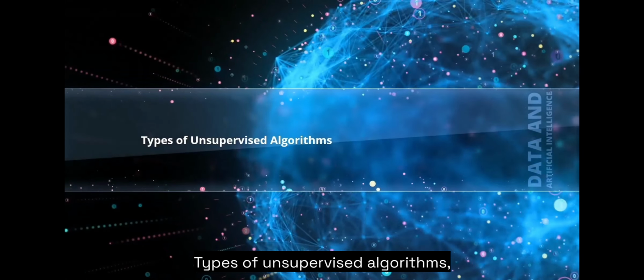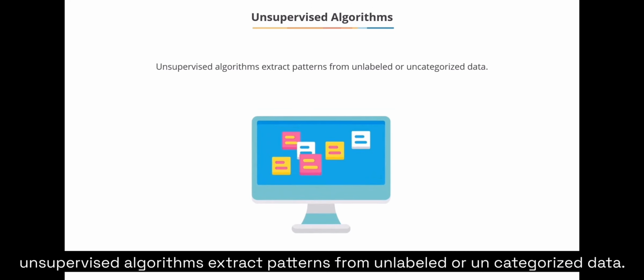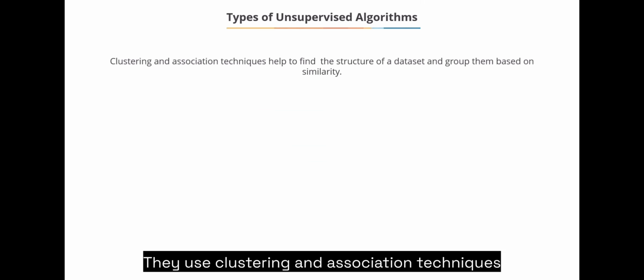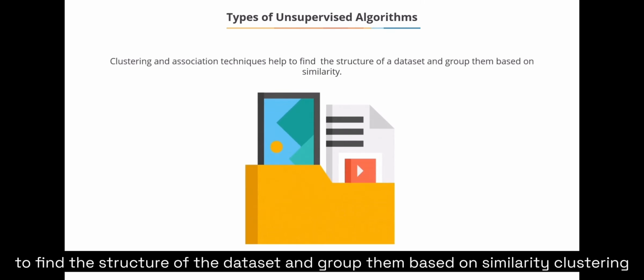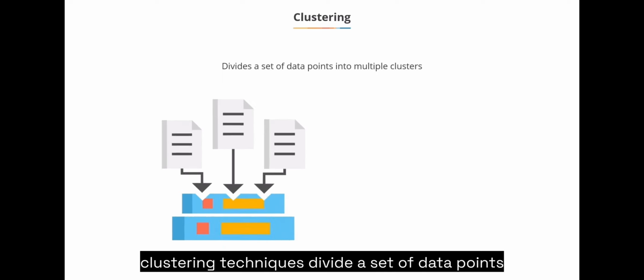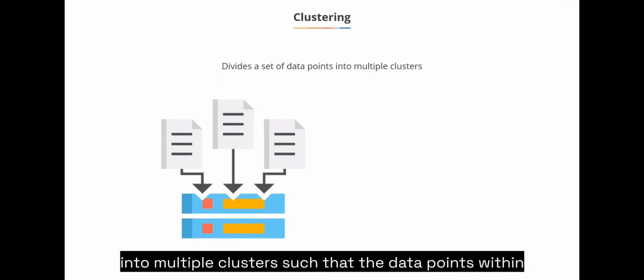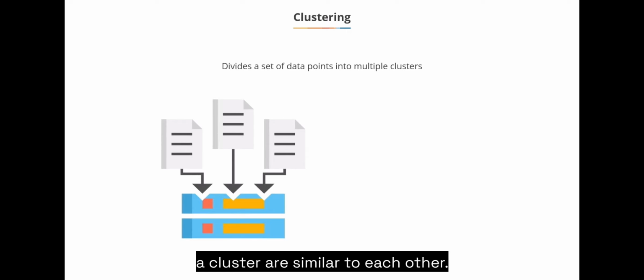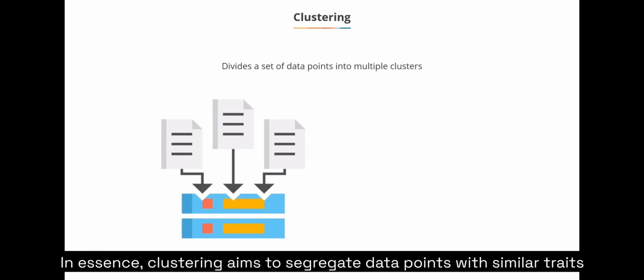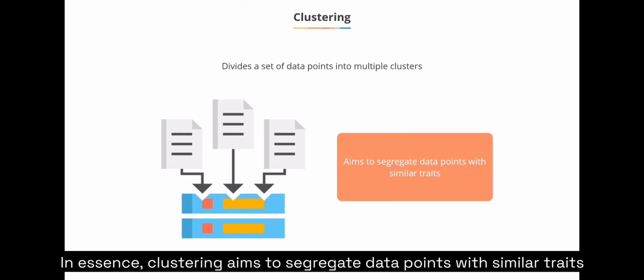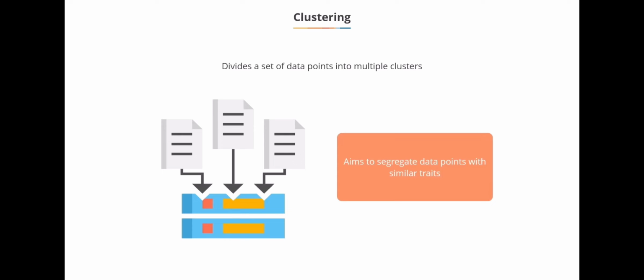Types of unsupervised algorithms. Unsupervised algorithms extract patterns from unlabeled or uncategorized data. They use clustering and association techniques to find the structure of the dataset and group them based on similarity. Clustering. Clustering techniques divide a set of data points into multiple clusters such that the data points within a cluster are similar to each other. In essence, clustering aims to segregate data points with similar traits.